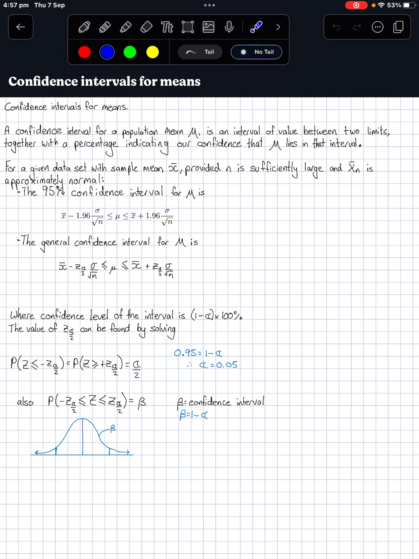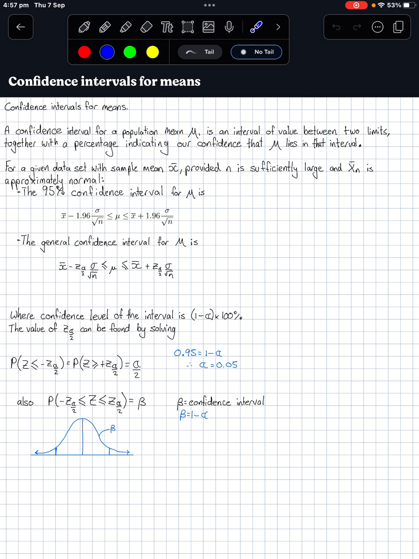Right, so we're going to look at confidence intervals for means here. A confidence interval for a population mean, given by mu, is an interval of values between two limits, together with a percentage indicating our confidence that the mean lies in that interval.